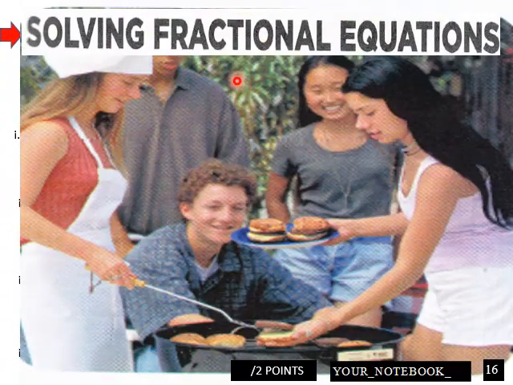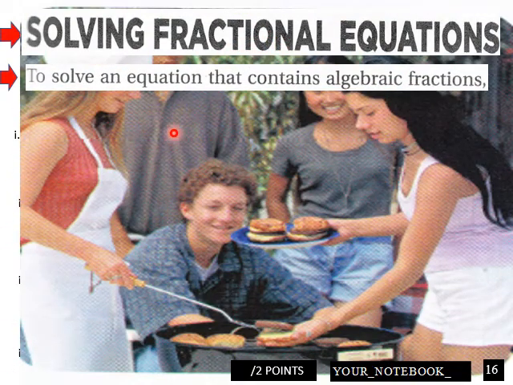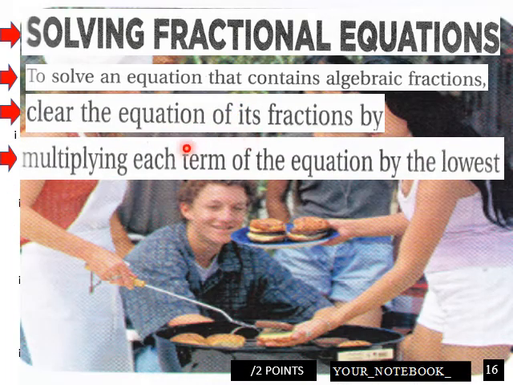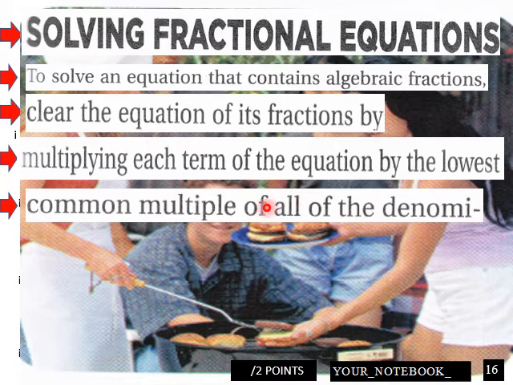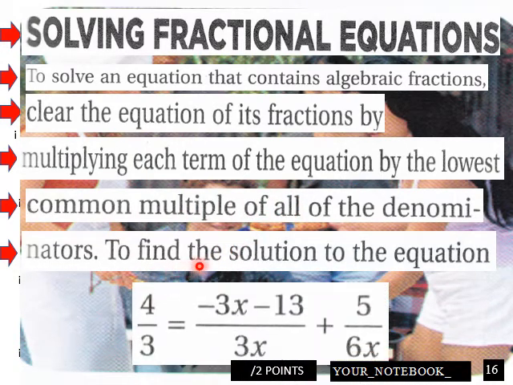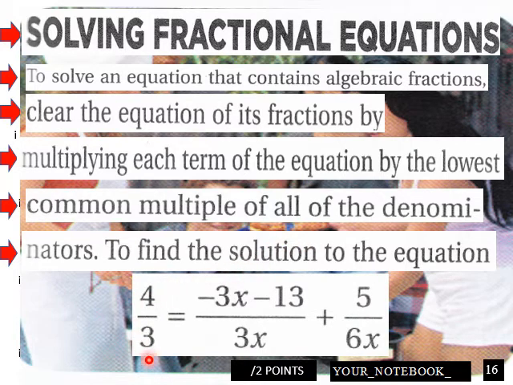Okay, so in our solving of fractional equations, to solve an equation that contains algebraic fractions, clear the equation of its fractions by multiplying each term of the equation by the lowest common multiple of all the denominators. Find a solution to the equation like this example here, 4/3 equals negative 3x minus 13 over 3x plus 5 over 6x, solving for x.